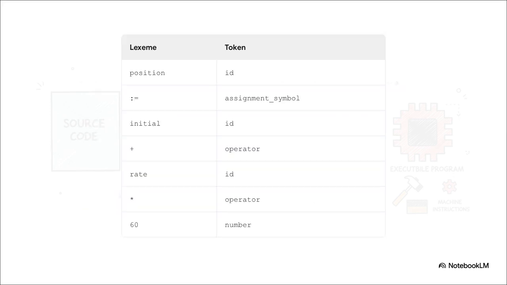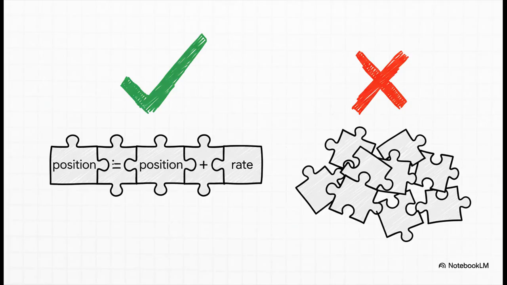The actual string of characters, like the word position, is called a lexeme. The compiler sees that lexeme and then categorizes it as a token. In this case, an identifier, or ID. The equals sign gets tagged as an assignment symbol. Plus is an operator. 60 is a number, and so on. See? Our code isn't just text anymore. It's now a structured stream of labeled parts. Okay, so we've got our words, our tokens. Now what?